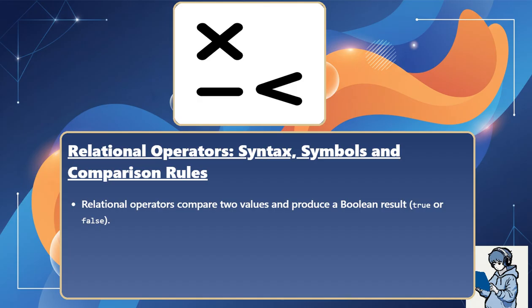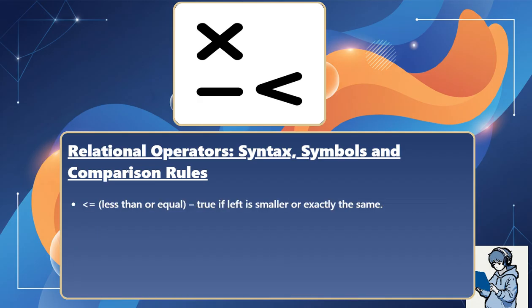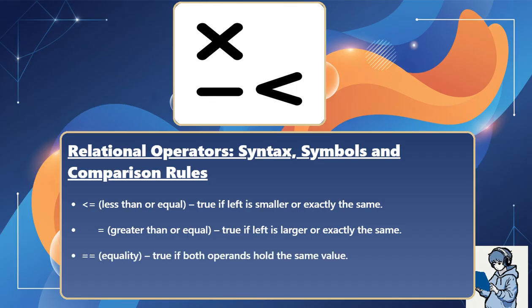Relational operators compare two values and produce a Boolean result, true or false. The main symbols are: less than, true if the left operand is smaller. Greater than, true if the left operand is larger. Less than or equal, true if left is smaller or exactly the same. Greater than or equal, true if left is larger or exactly the same. Equality, true if both operands hold the same value. Inequality, true if the operands differ.